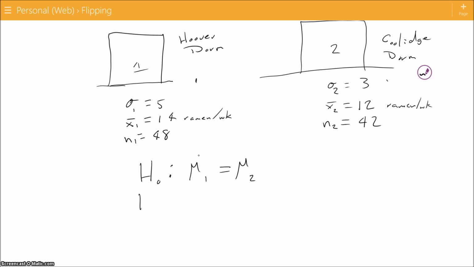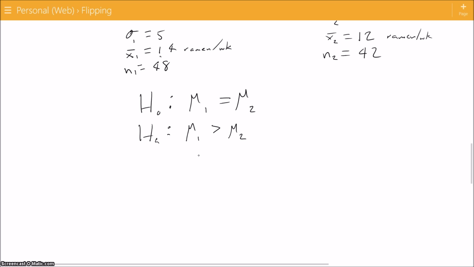Our alternative hypothesis could be, well, I see that I've got a mean of 14 here. I've got a mean of 12 at Coolidge. Let's say I want to test, are the students in Hoover dorm having just a bit more ramen than the students in Coolidge dorm?